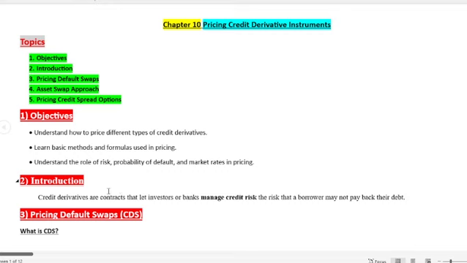Let's see the introduction. Credit derivatives are contracts that let investors or banks manage credit risk, the risk that a borrower may not pay back their debt. So this is the introduction of the chapter.